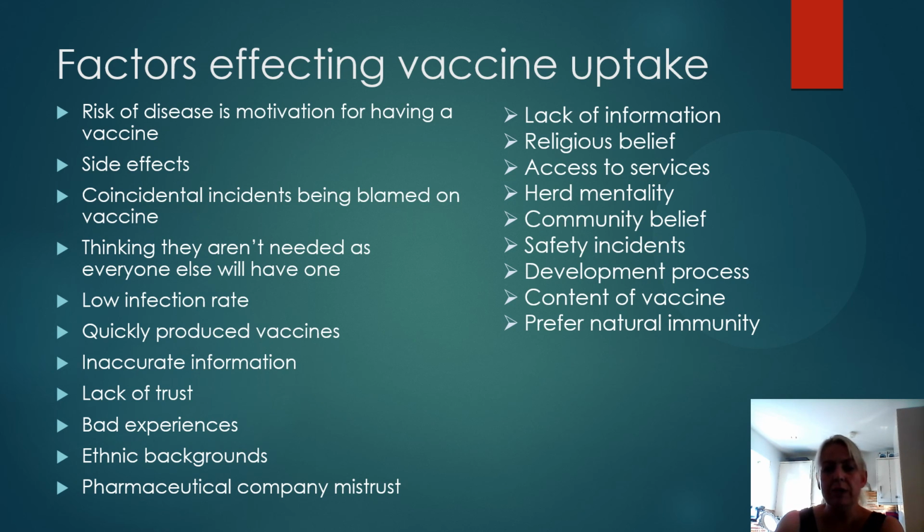Ethnic backgrounds. Some ethnic backgrounds might not agree with a vaccine. Pharmaceutical companies mistrust. Lack of information regarding a vaccine. Religious beliefs. Access to services may not always be accessible. Herd mentality. Community belief. Safety incidents. Developmental processes. Content of the vaccine and prefer natural immunity.